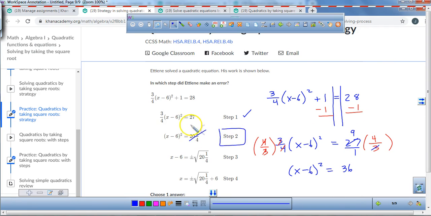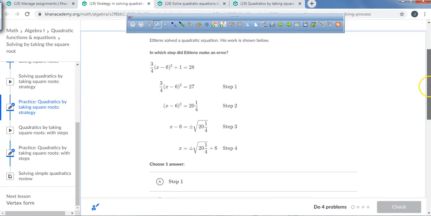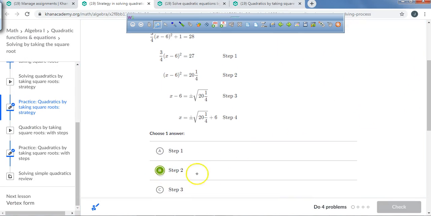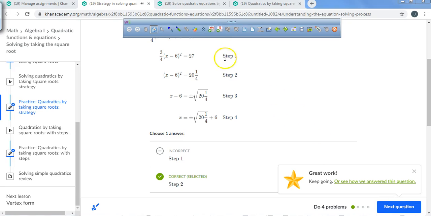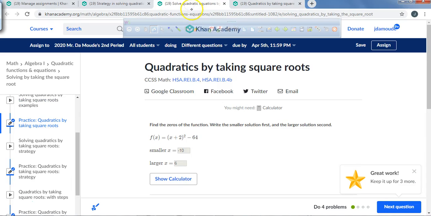That right there is wrong. There should be a 36 right there. And so I'm not going to do any more work. I'm just going to say, you messed up in step number 2, and move on. All right. So, next section.